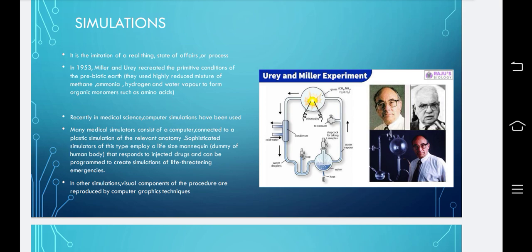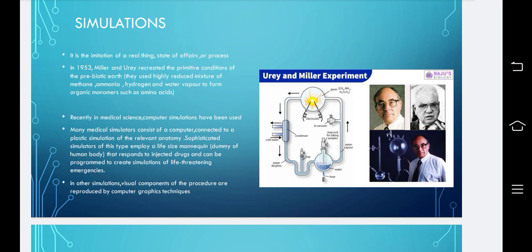In 1953, Miller and Urey recreated the primitive conditions of the prebiotic earth. They used a highly reduced mixture of methane, ammonia, hydrogen, and water vapor to form organic monomers such as amino acids.